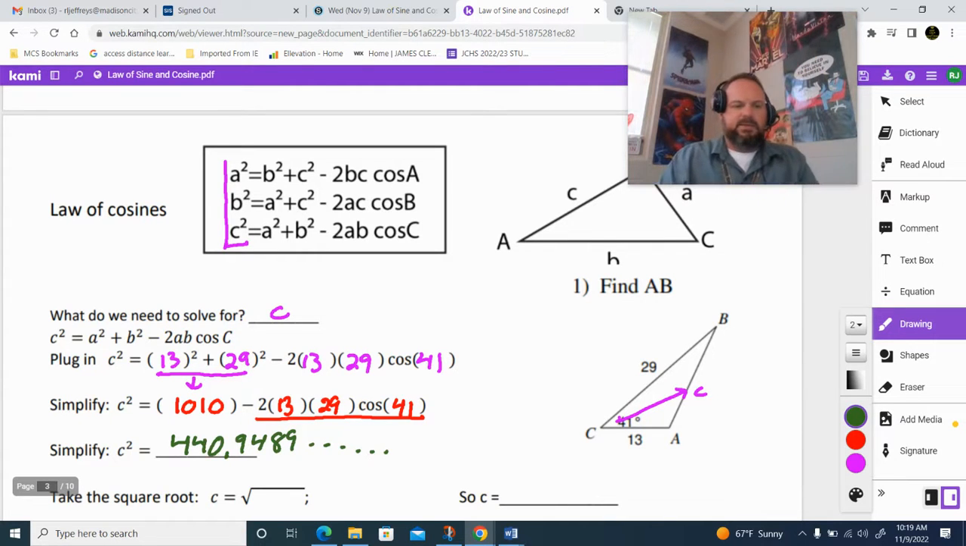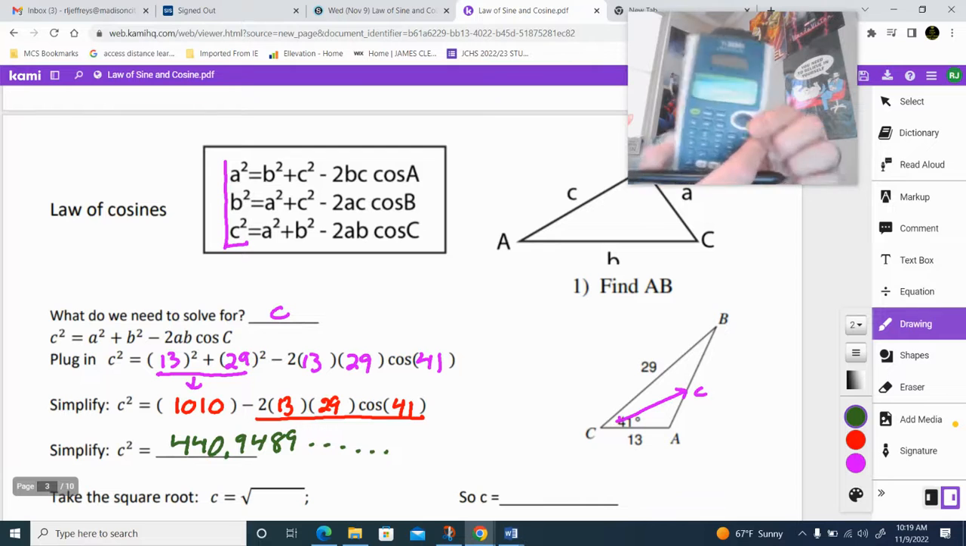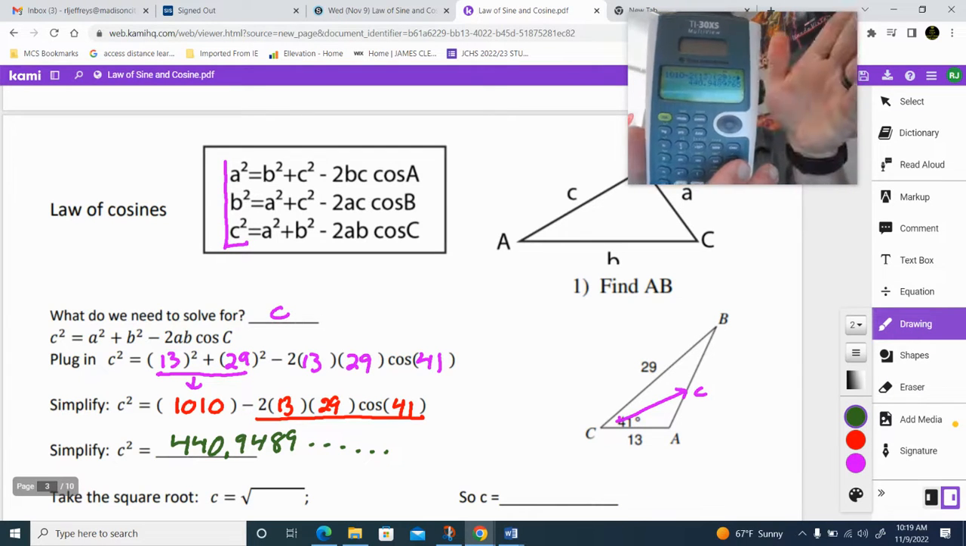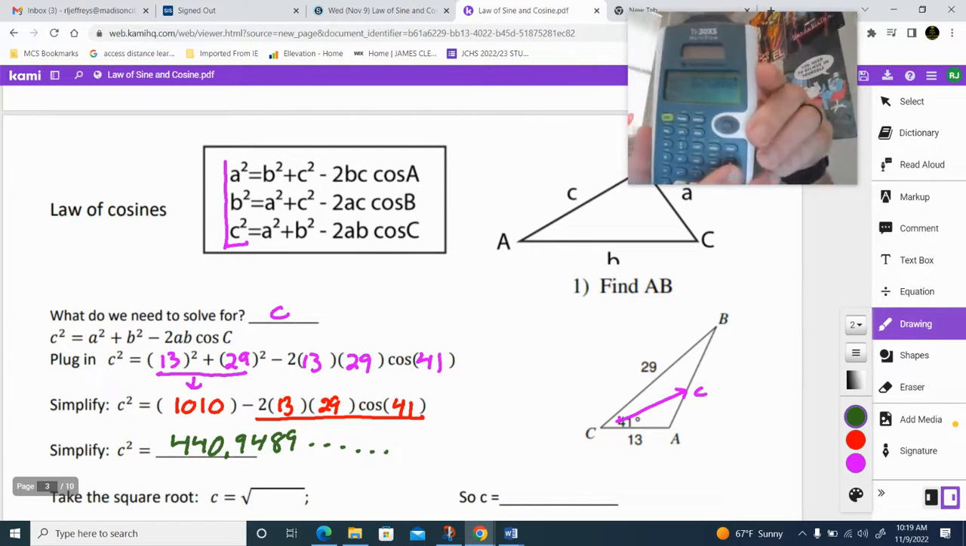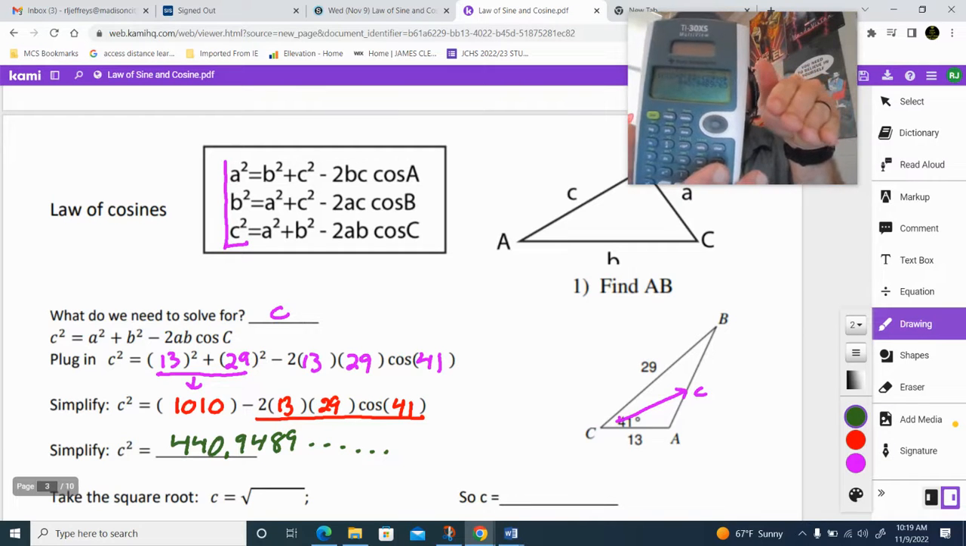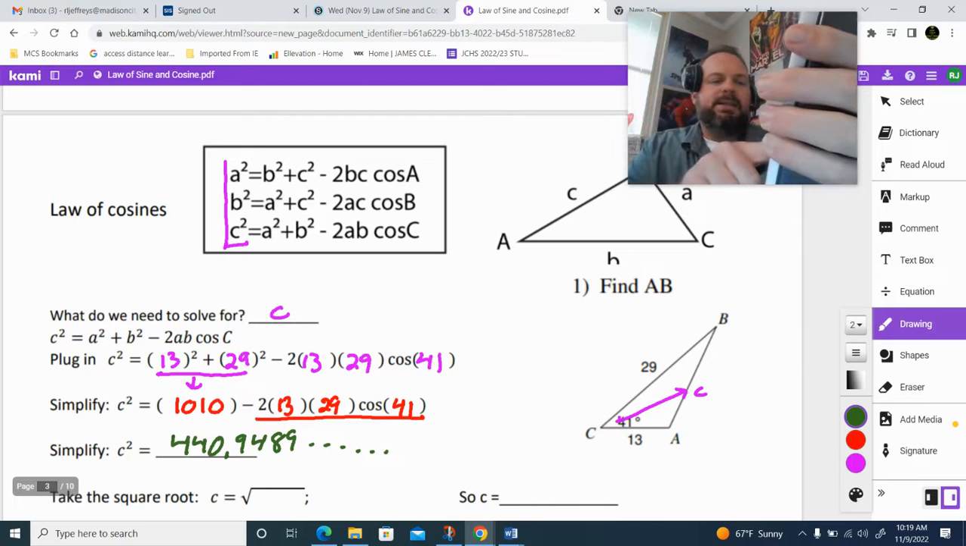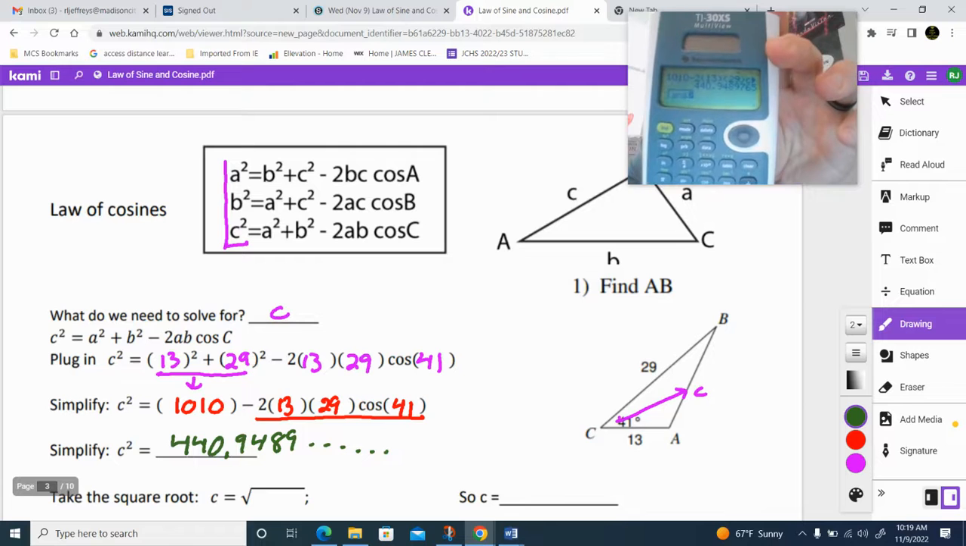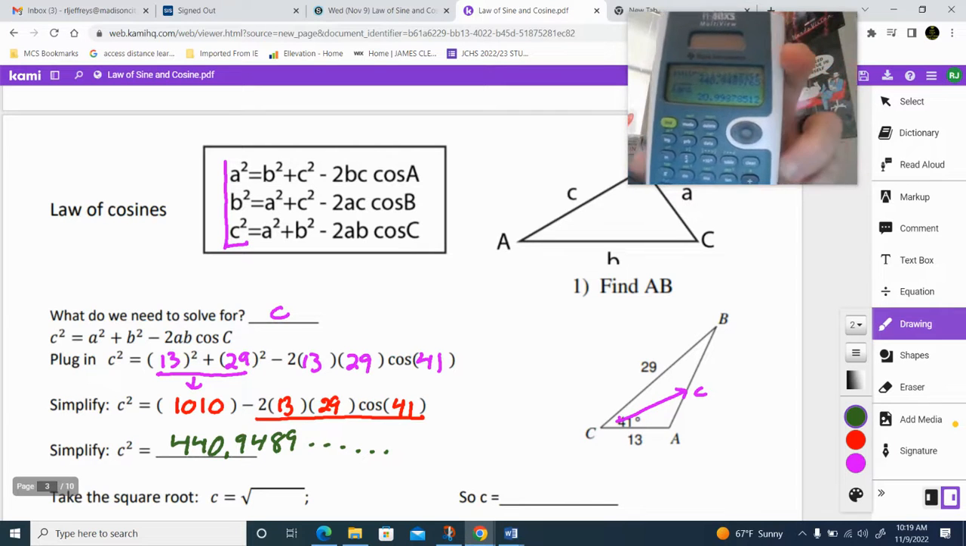Okay. So if I was to plug all that in, the 10, 10 minus 2 times 13 times 29 cosine 41. Yeah, if I did it all at once, I actually get the same thing. So you don't have to do it in pieces if you don't want to. Now, I'm not going to actually retype this back out. I'm going to hit second and square root and then second answer and get my thing right here.